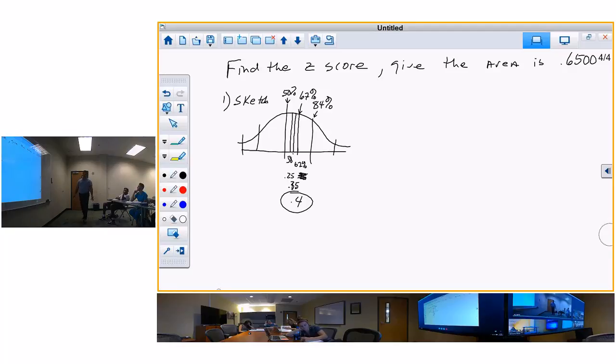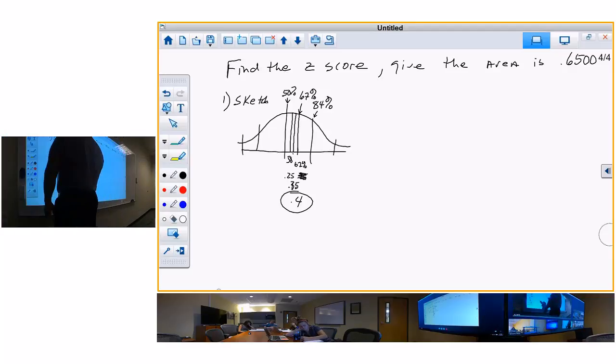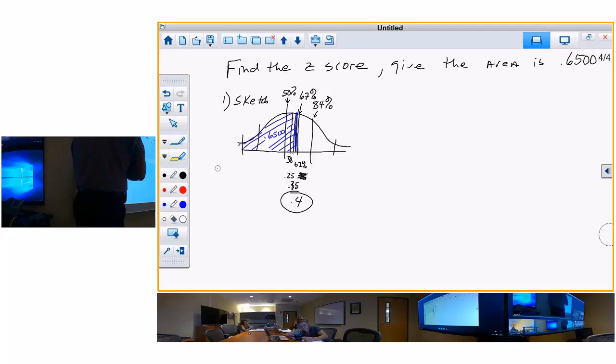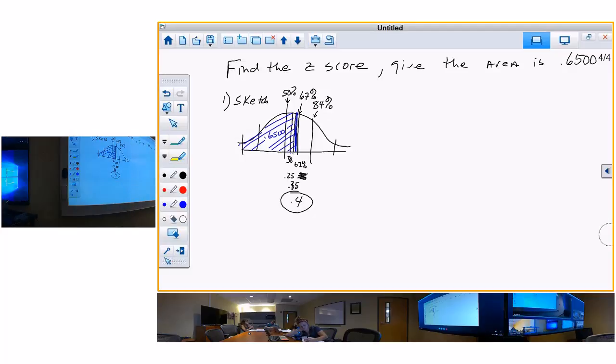Around. So how do we find it? Well, we know that this area that we're asking for is 0.65. I'm going to just draw it right here. I'm going to take my blue marker and draw a blue line right in there, because I know this is 62%, and that's 58%, so I'm going to fall right in here. And I know that blue area is 0.6500, right? Everybody with me? So, I can do two things. I can look up 0.6500 in my handy dandy table.